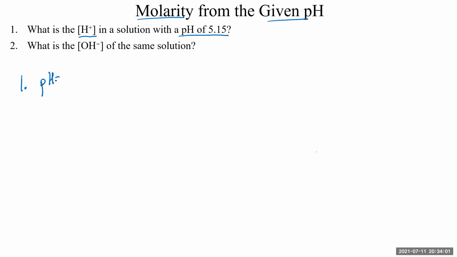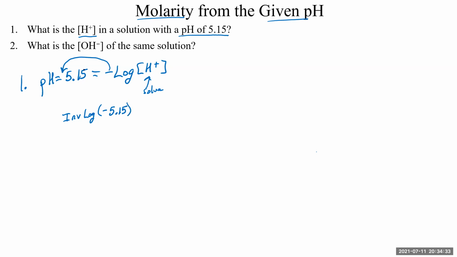So if pH equals 5.15, and we know that pH is the negative log of H plus molarity or concentration, let's just solve for this. Solve for H plus. How do we do that? We take the inverse log of both sides. So after we move the negative sign over, I'm going to take the inverse log of negative 5.15. I move the negative over just to make my life easier, right? I want to take the negative inverse log of a complete number. I don't have to do any more math after that.